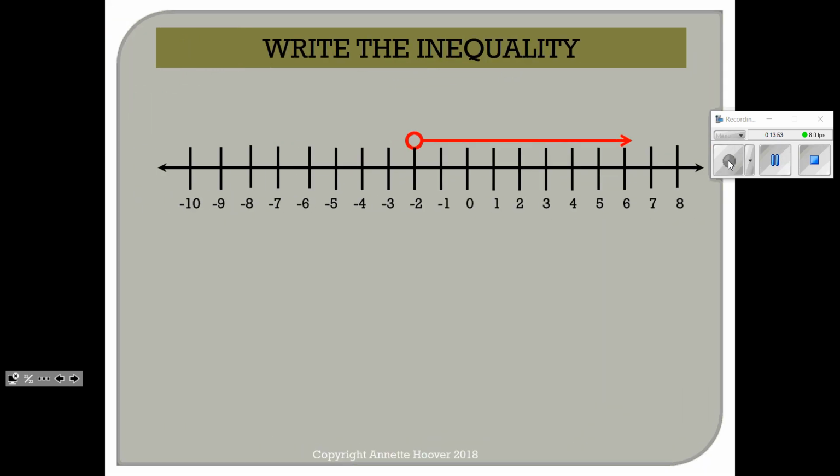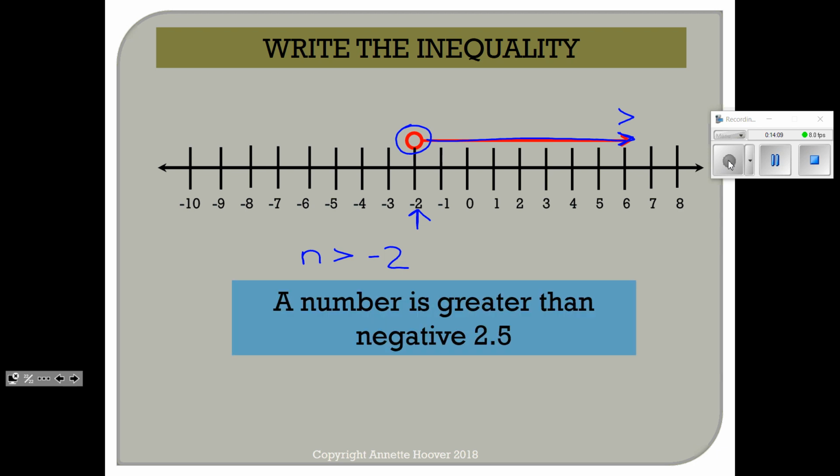Okay, let's use n. Let's look at the sign. Here's our arrow. Look, this shows you our sign right here. It's greater than. It's not equal to because it's not filled in. And the number is -2. N is greater than -2. Oh, 2.5? Oh, I don't think that's 2.5. That's not 2.5. That's right on 2.